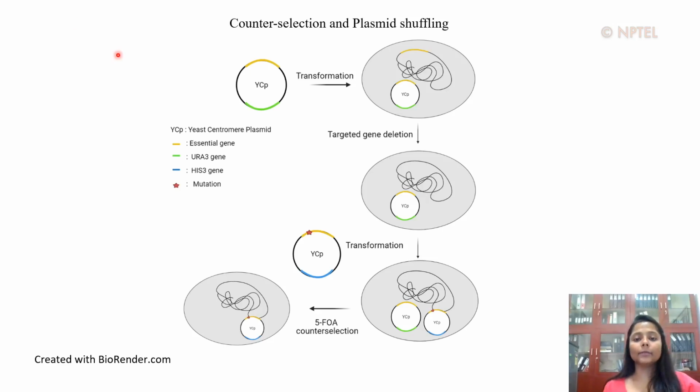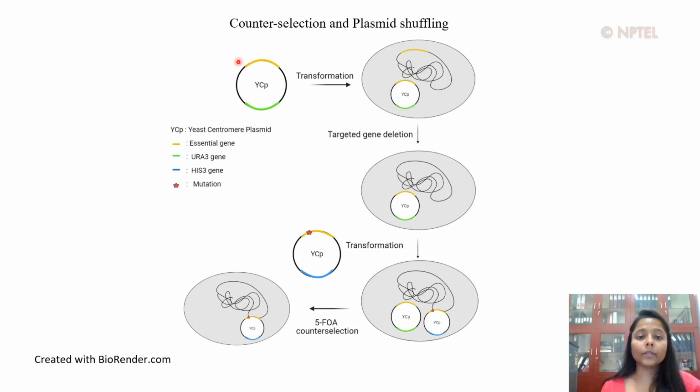Plasmid shuffling can be used for various purposes, one of them being to understand the function of an essential gene. Generally, when we want to understand the function of a gene, we eliminate it from the genomic background. But in case of an essential gene, we cannot do that. So, we try to introduce different mutations in the essential gene and try to understand the function. Plasmid shuffling is the way we can do that.